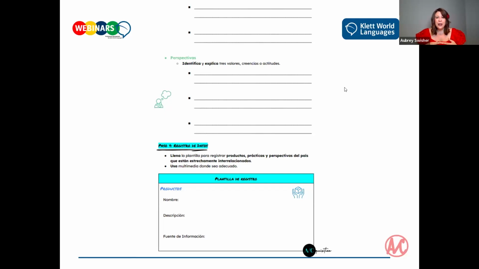They're going to go ahead through here, and we're going to try to find 3 things that can be interrelated. So a product that is related to a practice that goes back to a perspective held within that culture. So that is what this step 4 is.